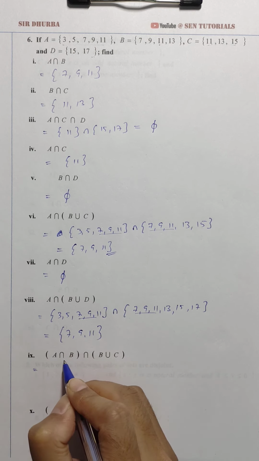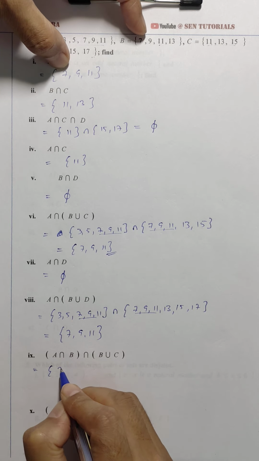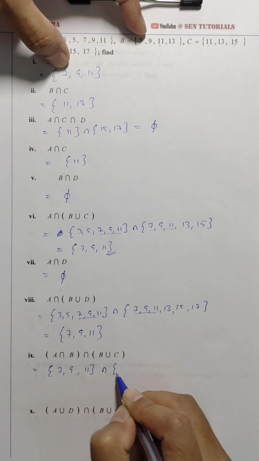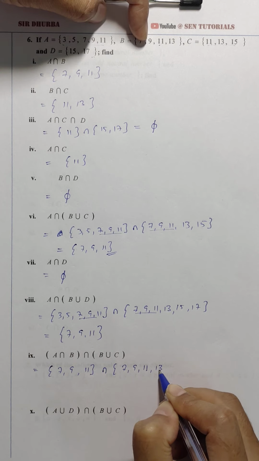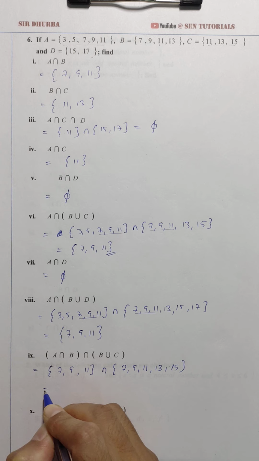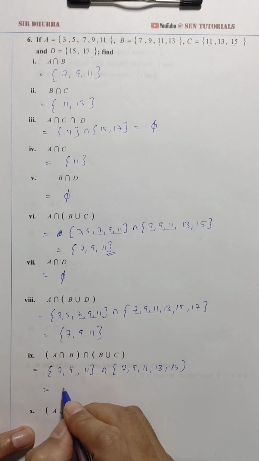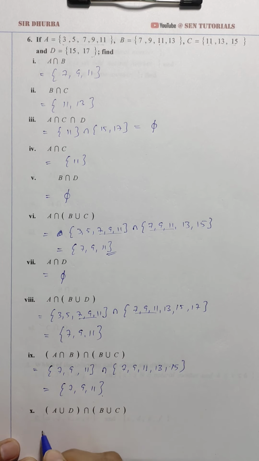Number 9. A intersection B. What will be A intersection B? We have already done here. 7, 9, 11. Intersection B union C. B 7, 9, 11, 13. Union C. 11, 13, 15. So what do we have common elements here? So we have here again 7, 9, 11.